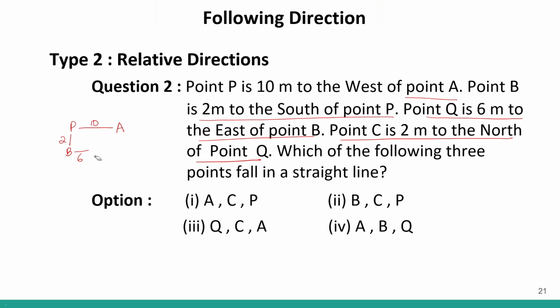Sorry, this is Q. This is not E. Right. Point Q is 6 meter to the east of point B. Point C is 2 meter to the north of point Q. So it is 2 meter here, 2 meter north of point Q. This is point C. C will be here. Right? Which of the following 3 falls in a straight line? So this is the diagram. So ACP, I can very clearly see that ACP falls in a straight line. Hence our answer will be option number 1, A, C and P.